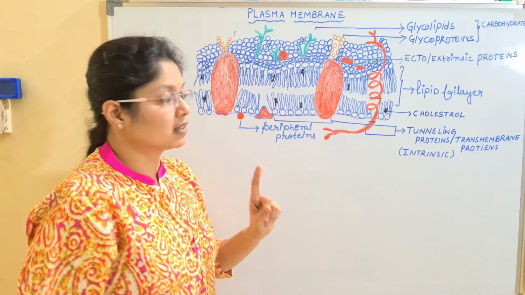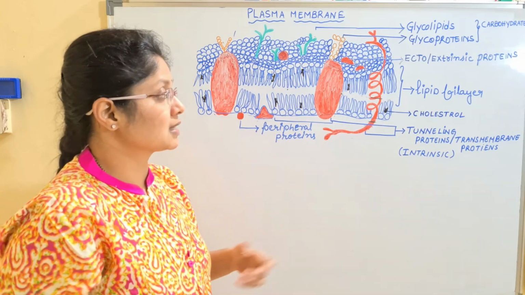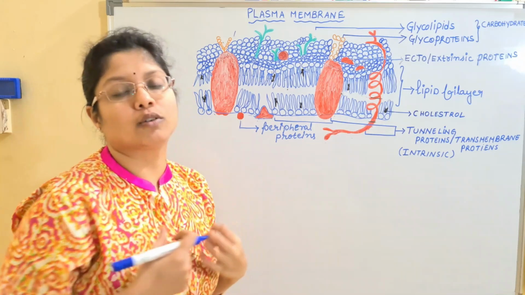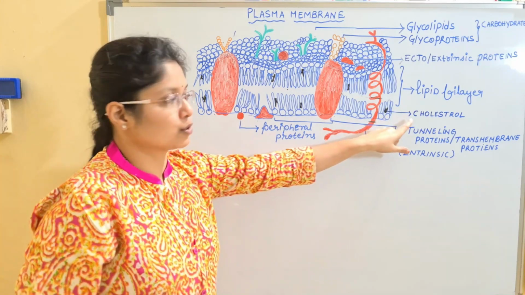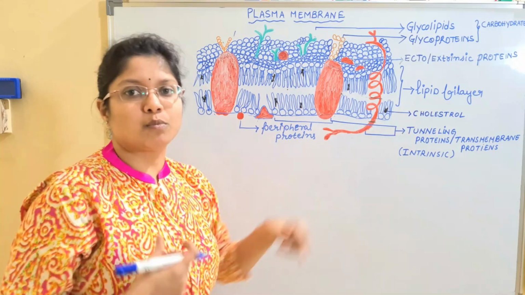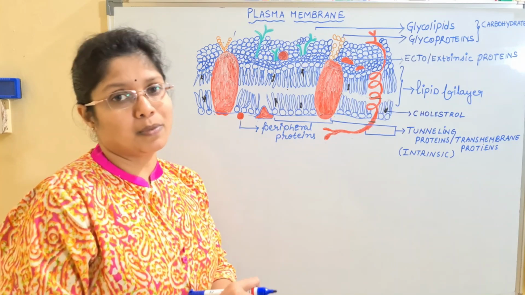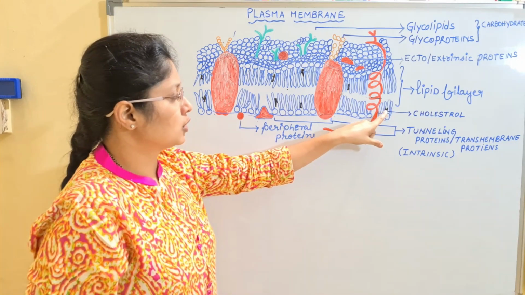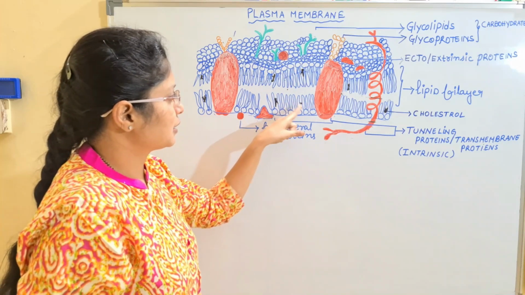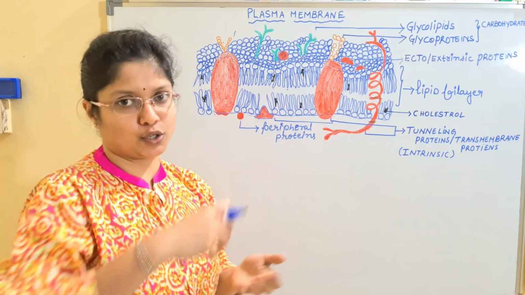Along with that, we have another important molecule which gives stability to the membrane, or you can say it will maintain the stability of the membrane, which is cholesterol. Okay, it's a complex lipid. It is also a kind of lipid molecule, but those are the complex lipids. And these cholesterol molecules are present here and there, attached, and they are present in between these lipid molecules.